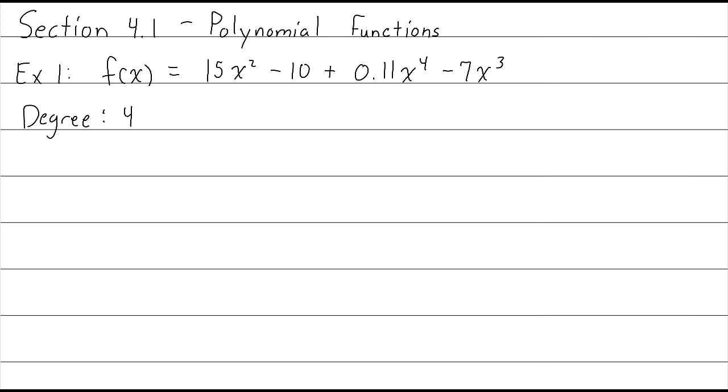Oftentimes we'll call that a quartic function. Like a quadratic function would be dealing with x squared, if your highest exponent is the 4th power, then we'd say this is a quartic function. This is a way we can classify it. Some other things we can notice here: of all the terms, the term with the highest exponent, the exponent of 4, would be your leading term. This positive 0.11x to the fourth would be my leading term.